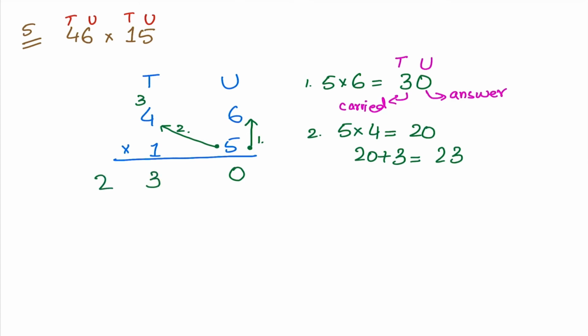Now the next step is to multiply the tens digit to the number at the top. So in order to avoid confusion, I will erase these.